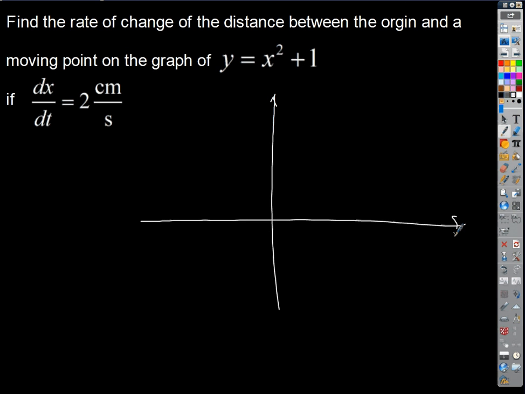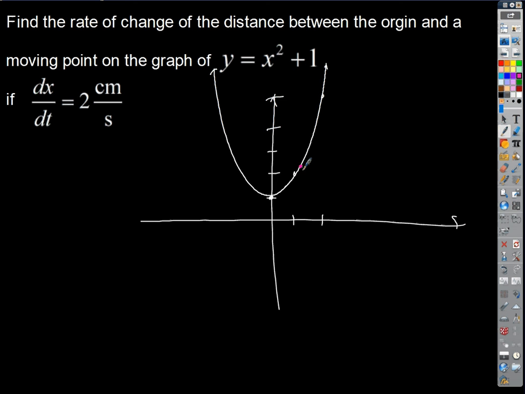So this is a simple parabola, right? It's just been vertically translated by one, so we get something like this. Something like that, right? We've got this bead that's sliding around on the parabola.